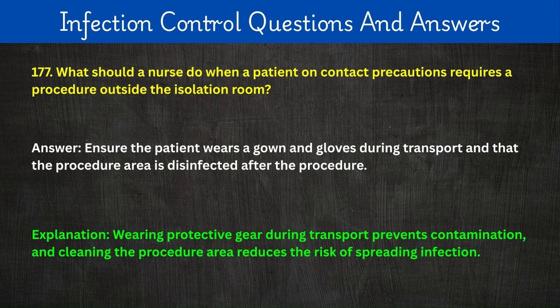177. What should a nurse do when a patient on contact precautions requires a procedure outside the isolation room? Answer: ensure the patient wears a gown and gloves during transport and that the procedure area is disinfected after the procedure. Explanation: wearing protective gear during transport prevents contamination, and cleaning the procedure area reduces the risk of spreading infection.